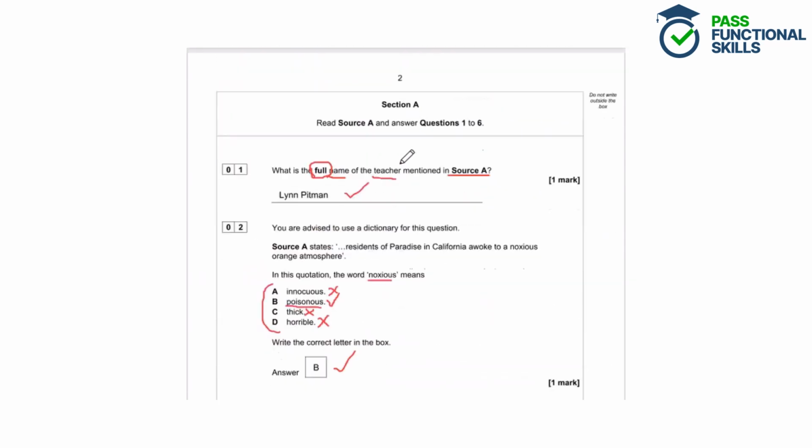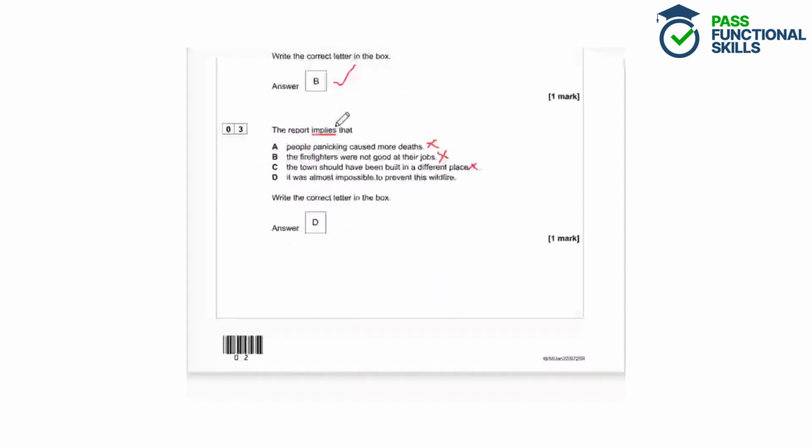So you can infer from the text that it implies that it was impossible to prevent the wildfire. So the correct answer is D here.